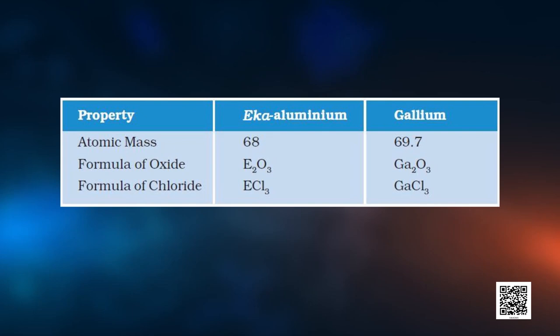And many years later, three elements, scandium, gallium, and germanium, were discovered, whose properties almost matched Eka boron, Eka aluminium, and Eka silicon. Now on the screen, you can see the properties of Eka aluminium predicted by Mendeleev, and those of element gallium, which was discovered much later and replaced Eka aluminium in the table. Can you compare? They almost match. This provided convincing evidence for both the correctness and usefulness of Mendeleev's periodic table.